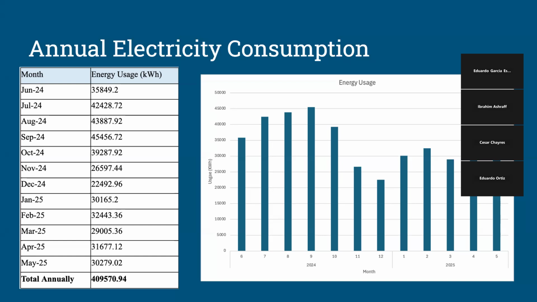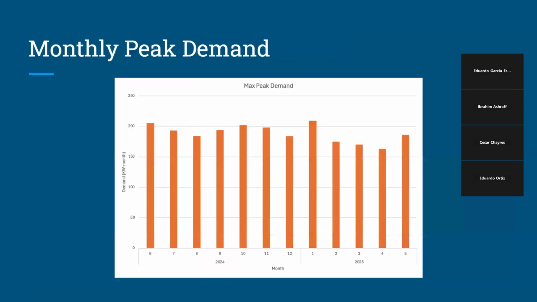So this slide shows the facility's monthly electricity consumption over a full 12-month period. Total annual electricity use is about 409,000 kilowatt hours, and we see higher consumption during the summer and early fall months. The highest is in September, which aligns with the increased production activity. Usage eventually drops during winter months, which shows the electricity consumption is strongly tied to operational schedules rather than constant base loads. Next.